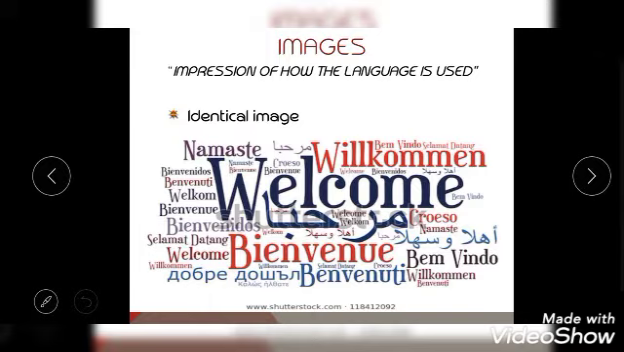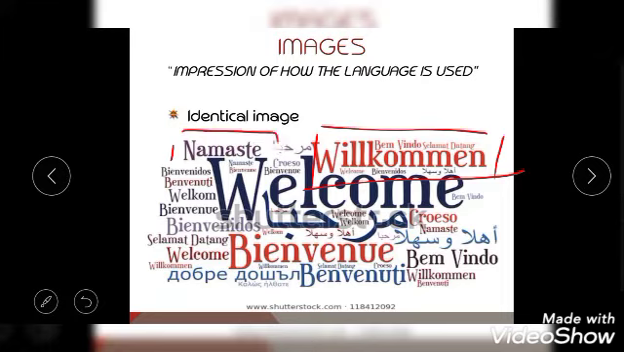There are so many images of language, but I just explain two kinds of images here. The first is identical image. For this identical image, we can see here welcome most relates to Germany, namaste for India, selamat datang for Indonesia, marhaban for Arabian, and ahlan wa sahlan maybe also Arabian, but more closely to Greek.